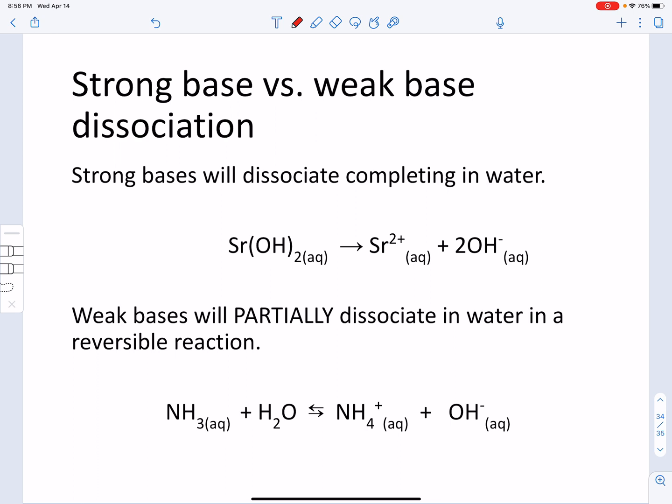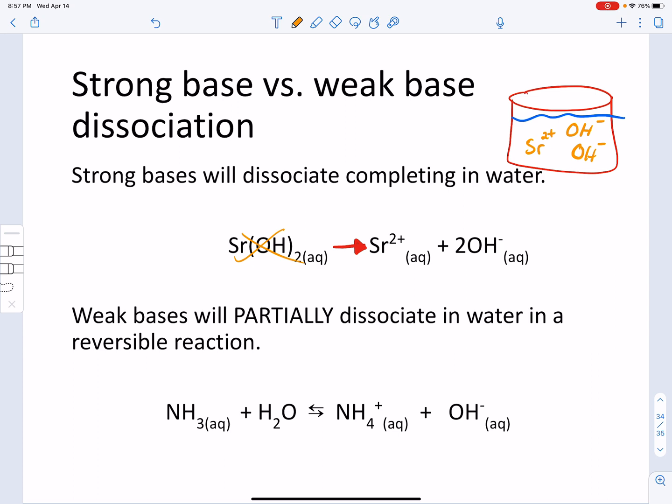So just like strong acids, strong bases will dissociate completely. So we write an arrow going to the right to show that strontium hydroxide will break down to form strontium and 2 hydroxides. And if I were to draw a diagram of a beaker with strontium hydroxide in it, we would have lots of hydroxides, at least twice as many hydroxides as we have strontiums. But there would not be any strontium hydroxide settling out anywhere. It's all going to be completely dissociated.